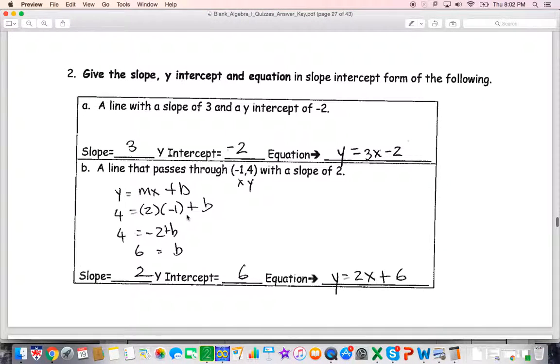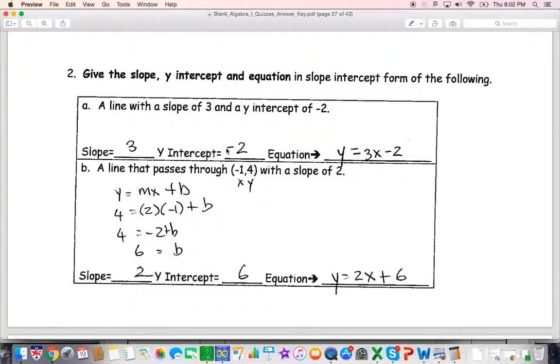All right, so now this becomes very similar to the quiz that we did in the previous video, but that's okay. We'll go over these questions as well. The first one is pretty simple: a line with a slope of 3 and a y-intercept of -2. And then I asked for the slope and the y-intercept.